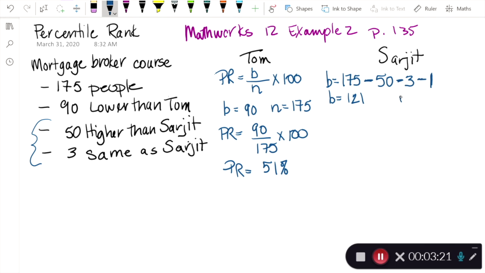All right, N is the same, the 175 participants in the class. Percentile ranking is going to equal 121 out of 175 times 100. Percentile ranking is 69%, which means that 69% of the participants in the course scored lower than Sarjeet.